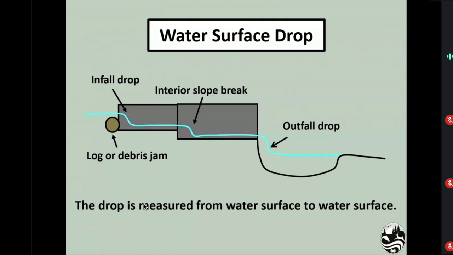There is a chance, though, that sometimes you get some branches or some leaf debris, and it can really build up a little bit. But if you kick it around with your foot and it just washes through the pipe, obviously it's not a water surface drop. So at the inlet of the pipe, you can get little drops and sometimes big drops, but just consider how much it's going to impede salmon in the long run.